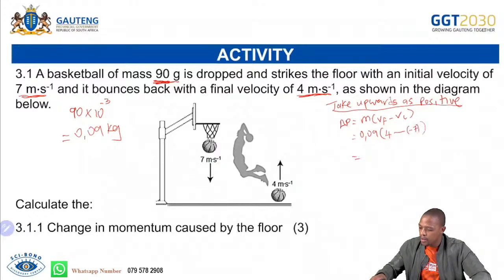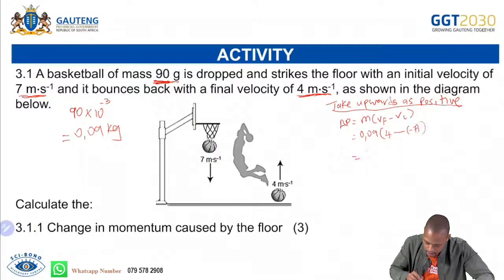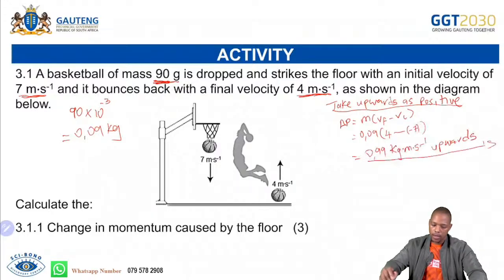Then from there, take my calculator, 0.09, open the bracket, then I say 4 minus negative 7, close the bracket. I get the answer as 0.99 kilograms meters per second, upwards, because the answer I'm getting is positive. And I said positive is upwards. That becomes my answer.